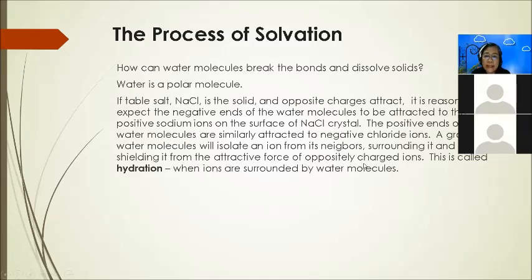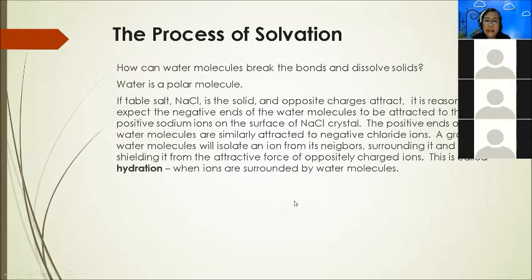Sodium chloride is an ionic compound. So, they dissociate in water. Later, we will discuss the dissociation. But for now, what's important is that the positive ends of other water molecules are similarly attracted to negative chloride ions. A group of water molecules will isolate an ion from its neighbors, surrounding it and shielding it from the attractive force of oppositely charged ions.